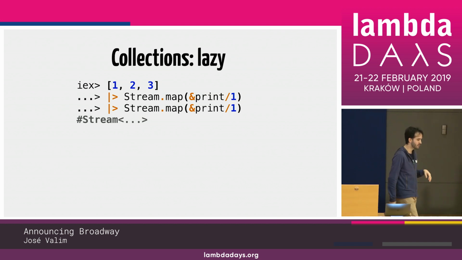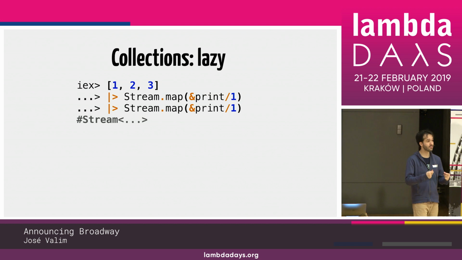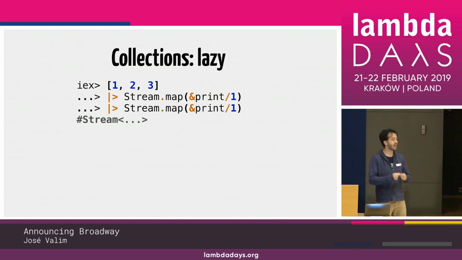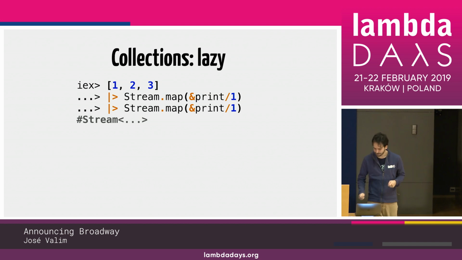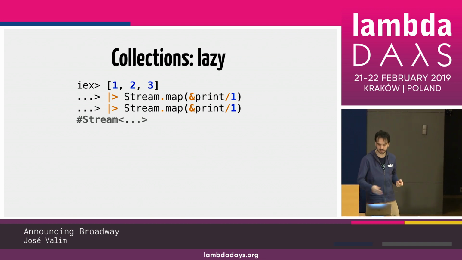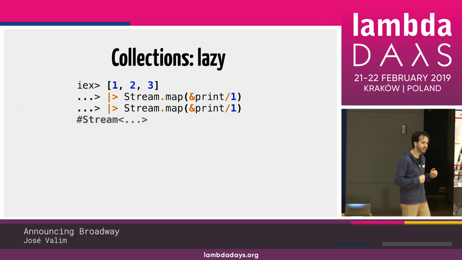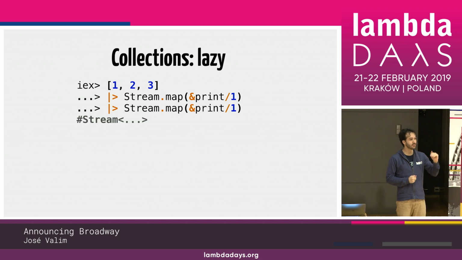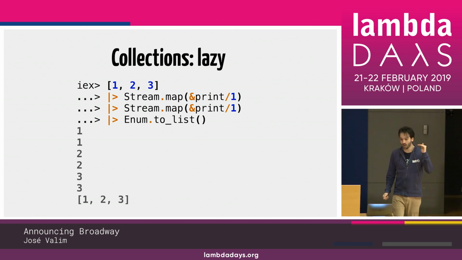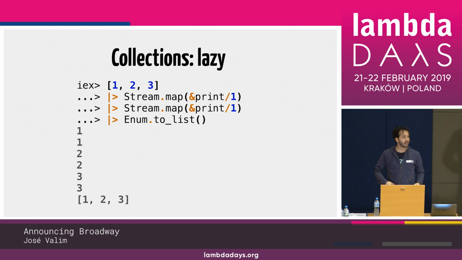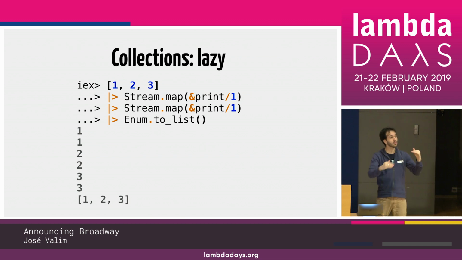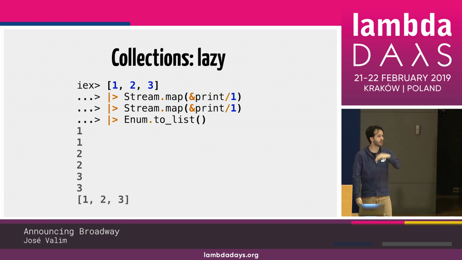For you to execute the stream, you need to do something eager. For example, you can say, I want to run this stream, or I want to convert this stream to a list. When we do that, by calling Enum.to_list, you can see that now it executes, but it prints 1, 1, 2, 2, and 3, 3. It's no longer 1, 2, 3, 1, 2, 3, right? It's 1, 1, 2, 2, 3, 3. The reason it works like that is because the stream fuses all of the computations into one, so you no longer have to traverse the collection multiple times.